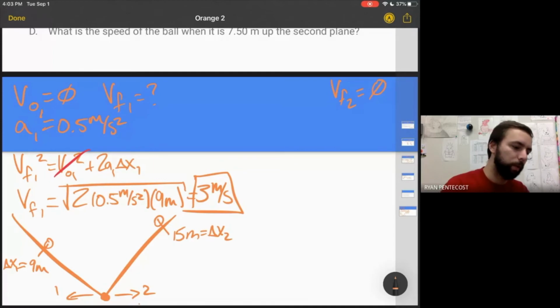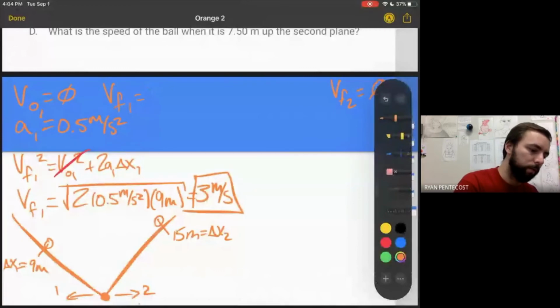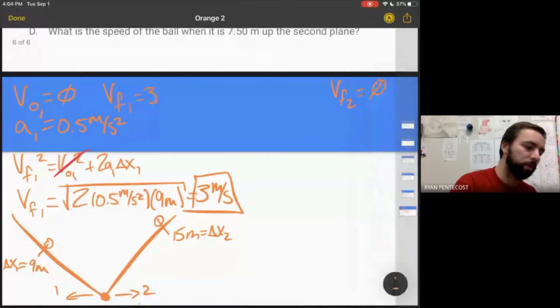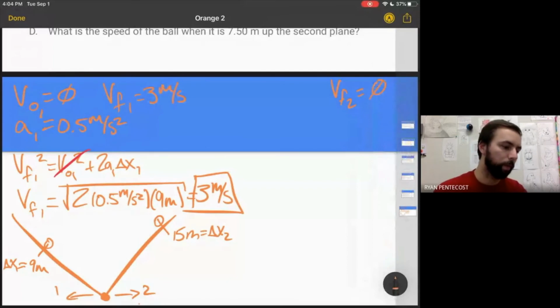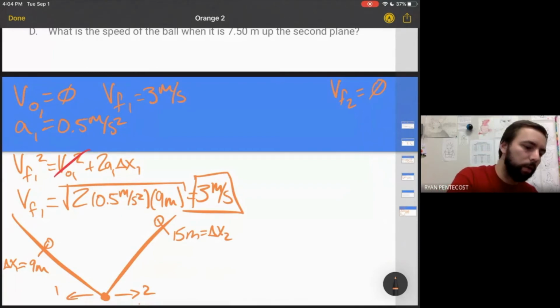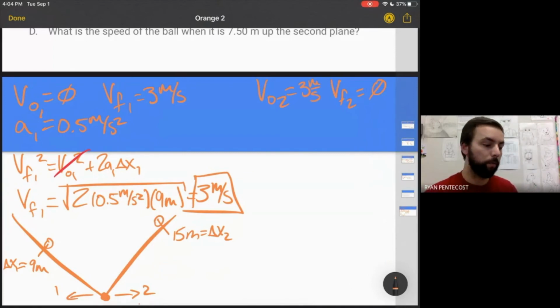So I will put that up here in our givens. We have 3 meters per second at the bottom of plane 1. Now we also get some new information there, right? If that's the speed at the bottom of plane 1, that would also be the speed at the start of plane 2. So we can also say that V naught 2 would be 3 meters per second. So we know that information as well.